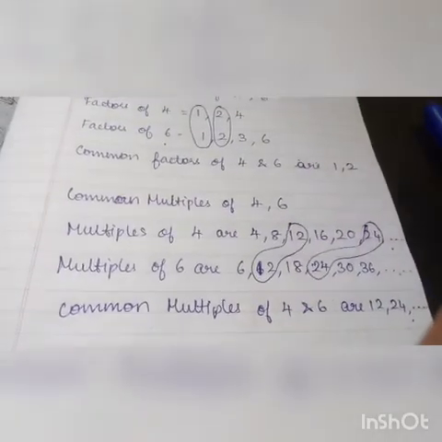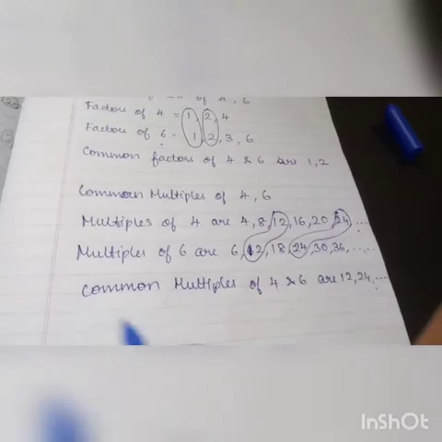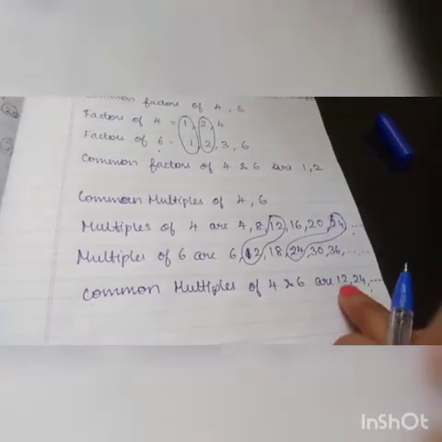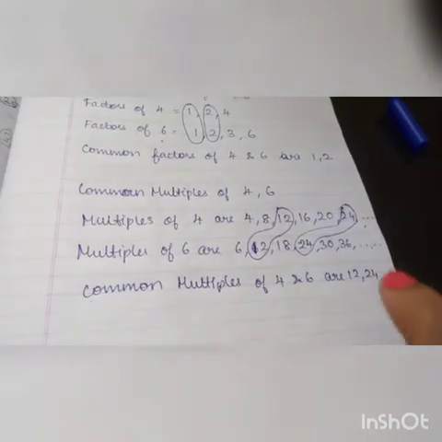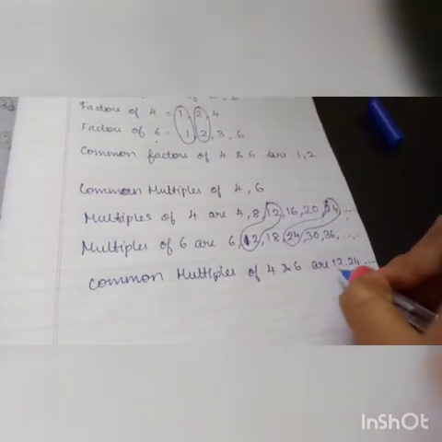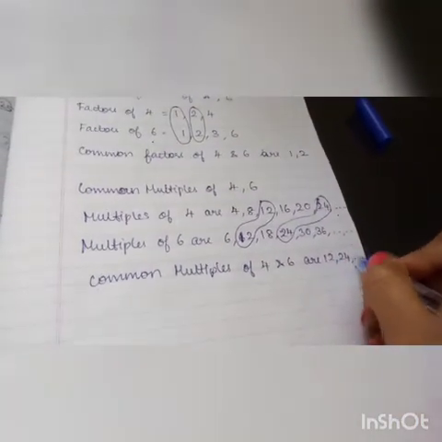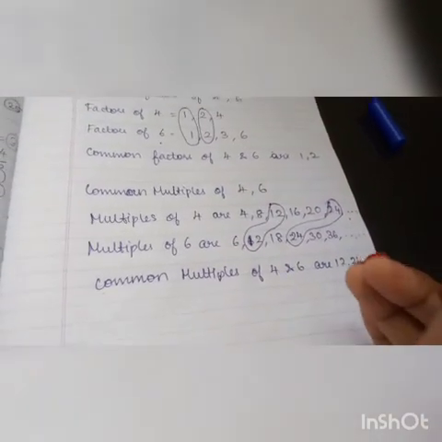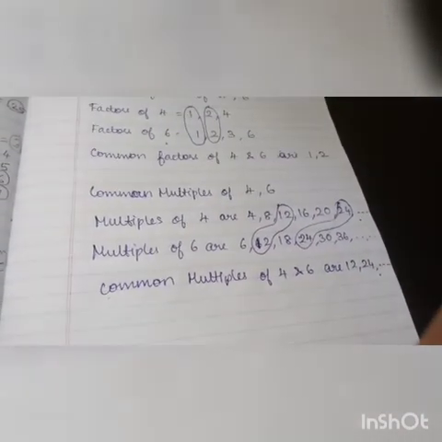Sometimes they will ask you the question, find the first 5 common multiples. If they ask you like that, you should find 5 common multiples and put a full stop. You should not put etc., because they have asked only for 5. So only 5 common multiples you can write and you can stop. When you do more problems, you will get a clear idea about it.